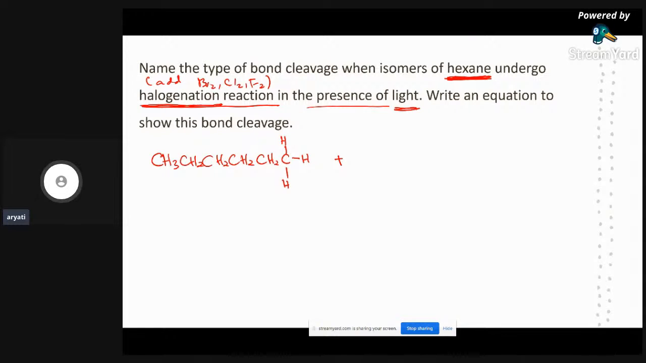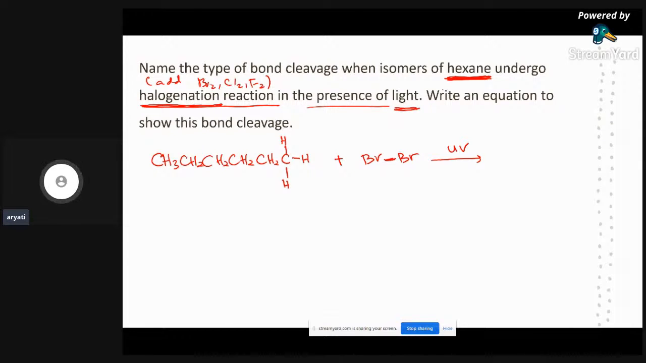Okay. So we know, write an equation to show this bond cleavage. Okay, so react with bromine, Br2, in the presence of UV. Okay, so it undergoes homolytic cleavage.